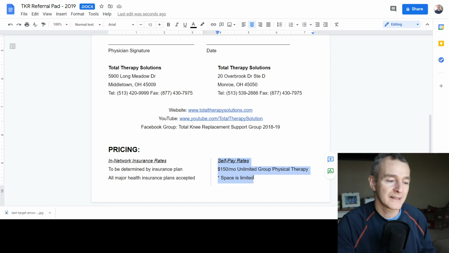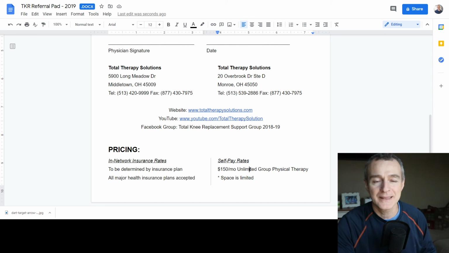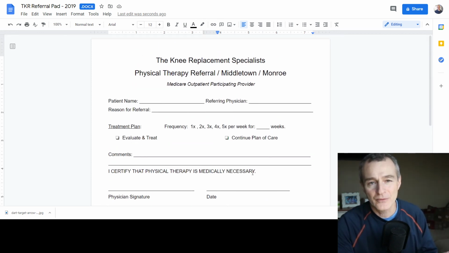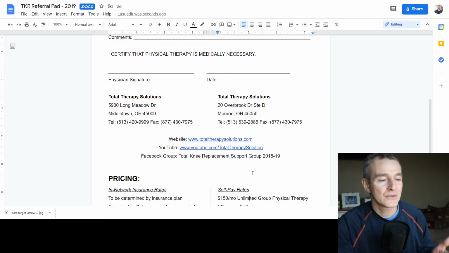And then, of course, we have a little promotion, right? $150 a month, unlimited group physical therapy, space is limited. So that if I have somebody who's got a high copay, high deductible plan, and they say, I can't afford therapy, there is a low-cost solution. So this is obviously my favorite referral form for 2021 and moving forward. I think there's no reason we don't get more specific and pick a niche to market.